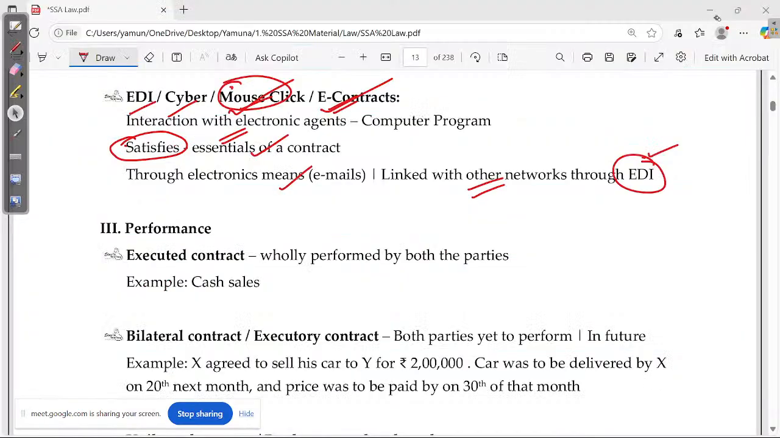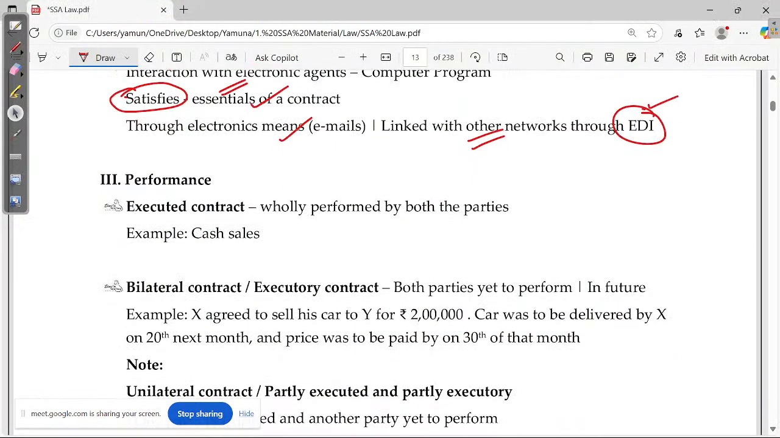Shall I take over? Third heading, depending on the performance. Two parties are entering into a contract. Both the parties have performed the contract. You call this an executed contract. You go to a tea shop, you buy a tea, the person serves the tea, you drink it or not, that doesn't matter. If you're buying the tea, it means you're going to pay for the tea. You pay for the tea, he serves the tea, then it's over. Cash fees. Wholly performed by both the parties.